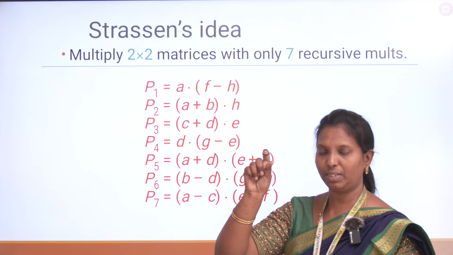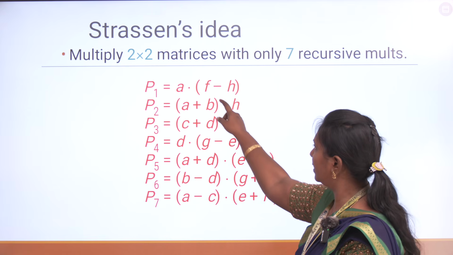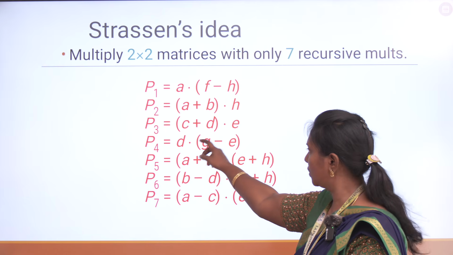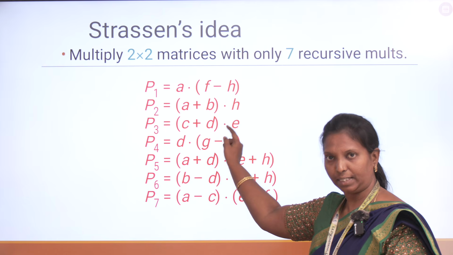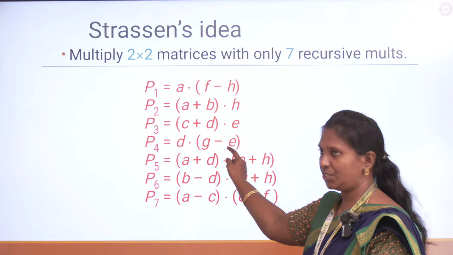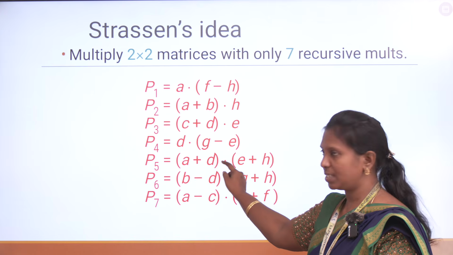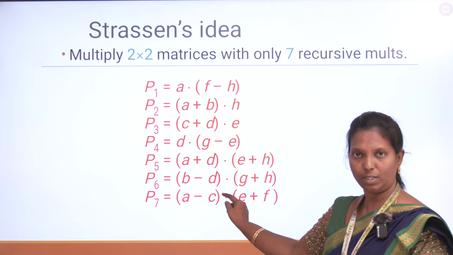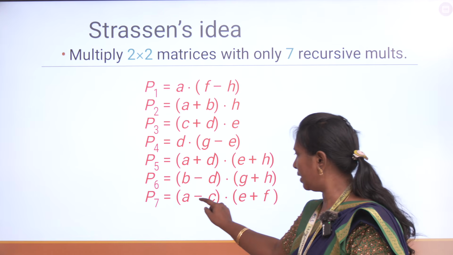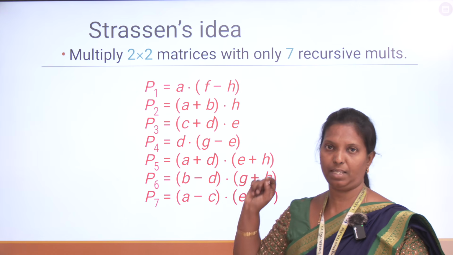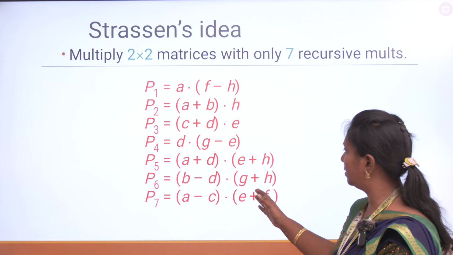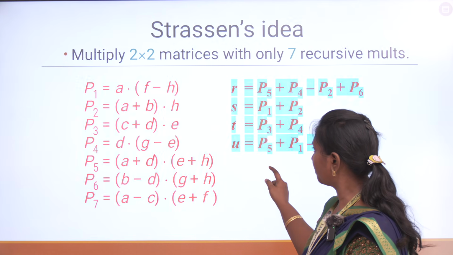Here are the definitions of the variables: P1 is A dot (F minus H), P2 is (A plus B) dot H, P3 is (C plus D) dot E, P4 is D dot (G minus E), P5 is (A plus D) dot (E plus H), P6 is (B minus D) dot (G plus H), P7 is (A minus C) dot (E plus F). So these 7 calculations are done with 7 multiplications.